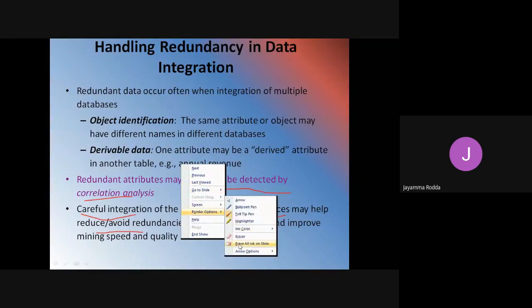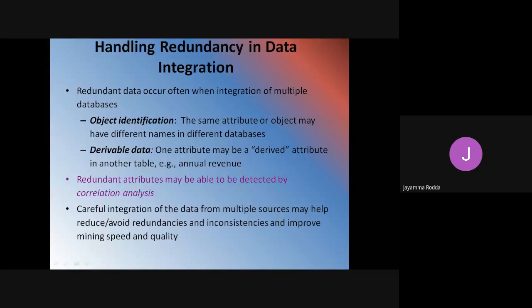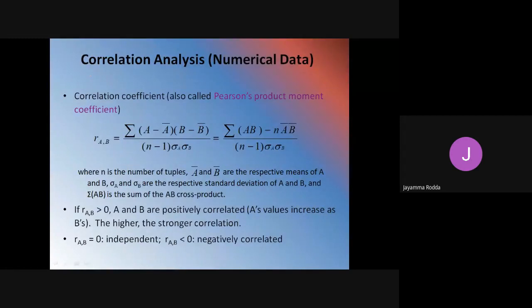This careful integration can be done only when you identify the inconsistencies, redundancies, or errors that exist in the data, and then detect them and remove them, eliminate them. Okay, so now let us discuss correlation analysis.